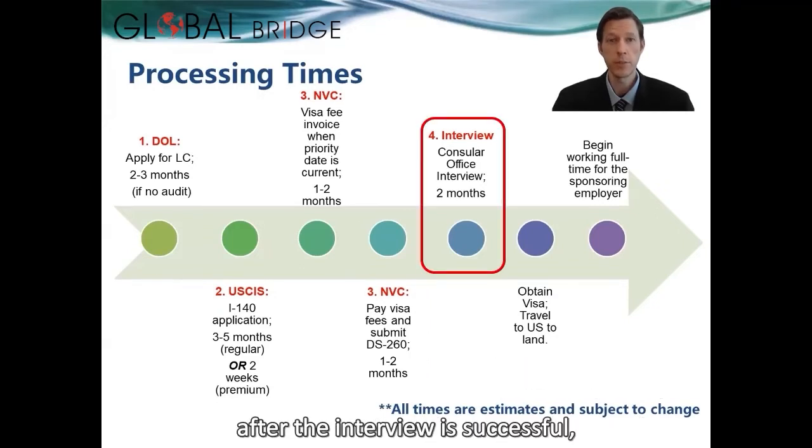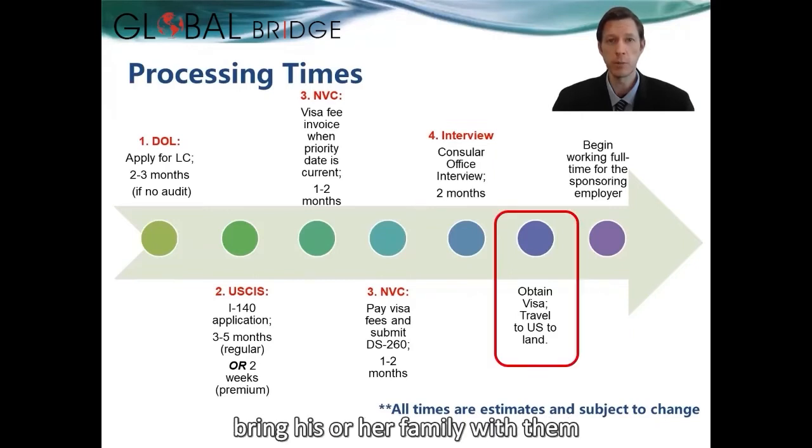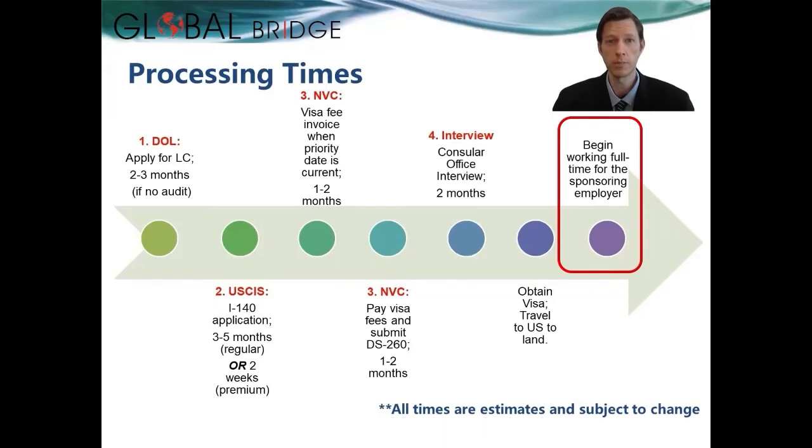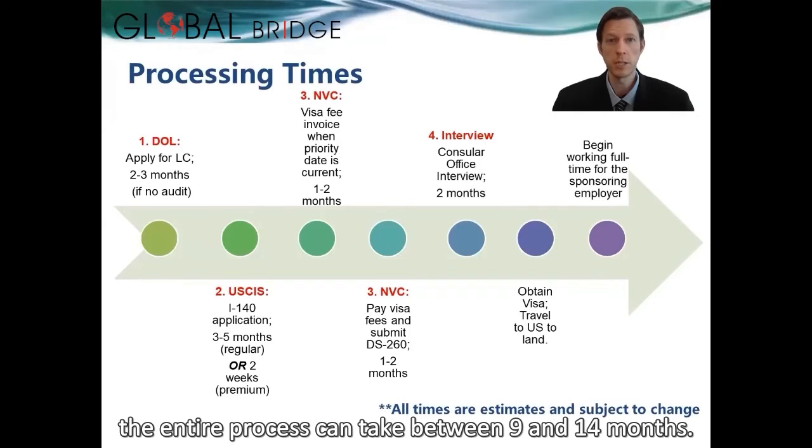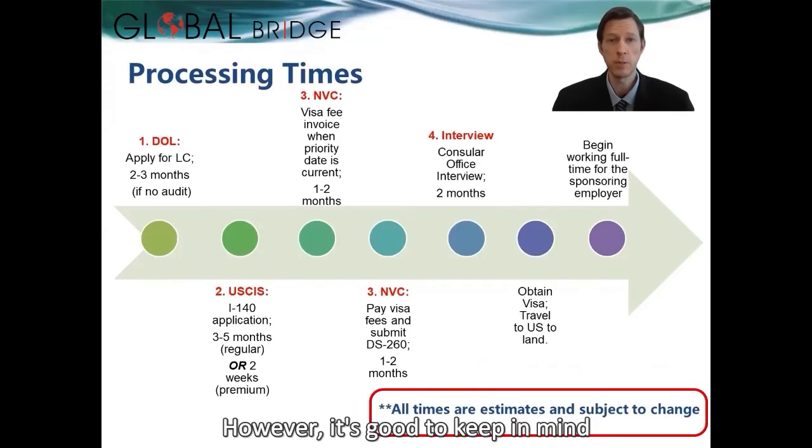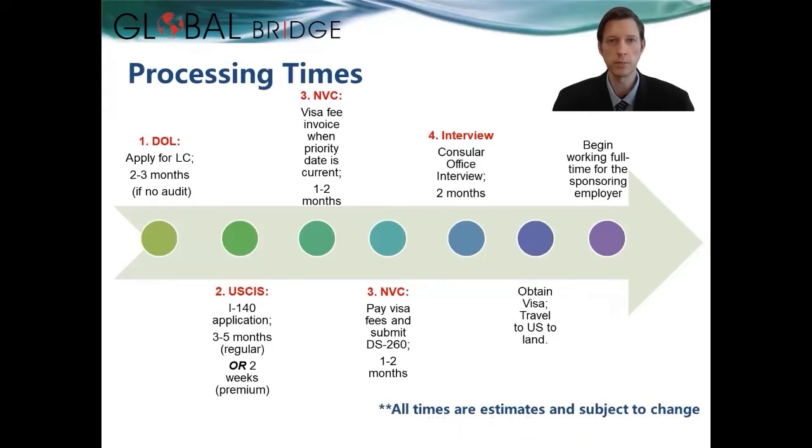Finally, after the interview is successful, the applicant can prepare to bring his or her family with them to the United States and begin working on their visa. All told, the entire process can take between 9 and 14 months. However, it's good to keep in mind that these are only estimates and that they are subject to change.